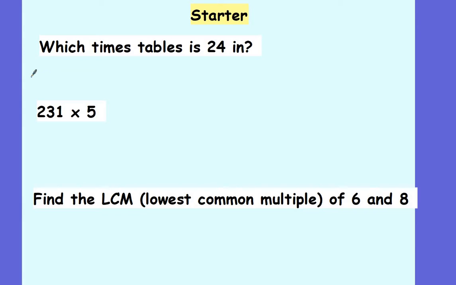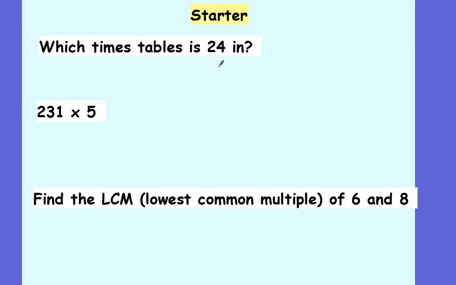Question 1, what times tables is 24 in? So which numbers' times tables feature 24? Question 2, what's 231 times 5? And question 3, find the lowest common multiple of both 6 and 8. Please pause the video now and work those out for me.